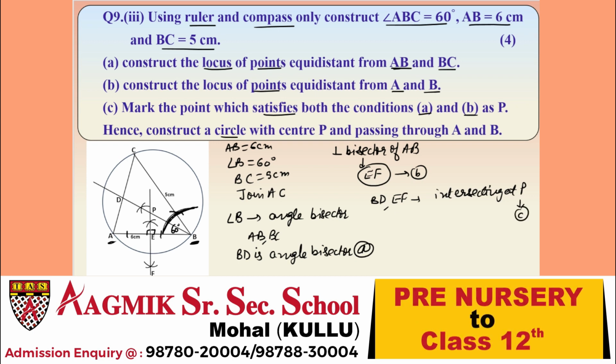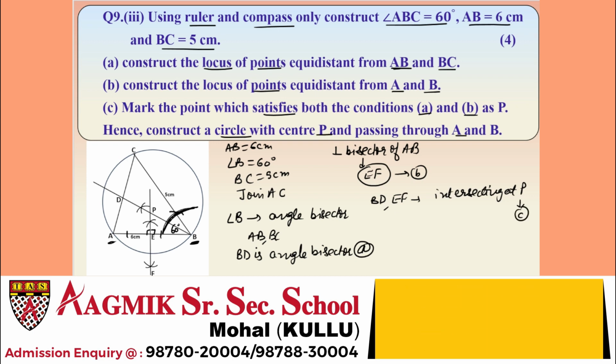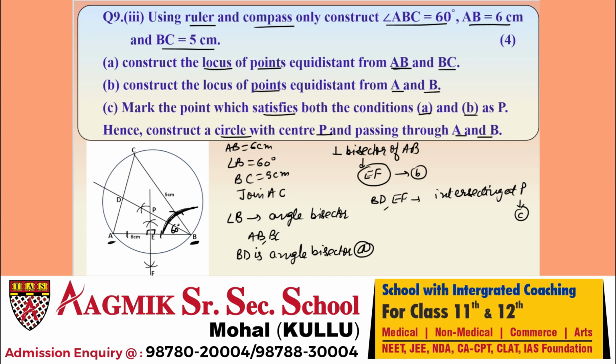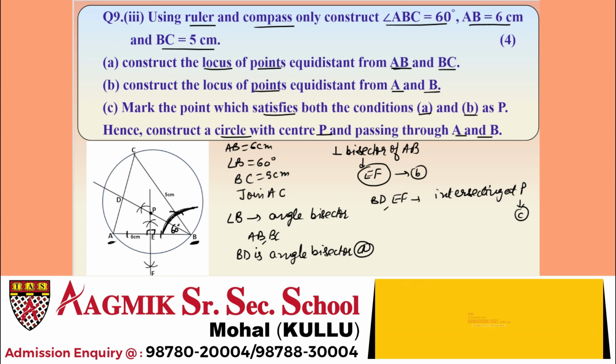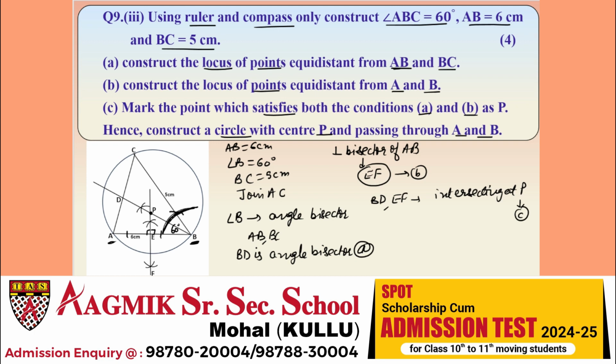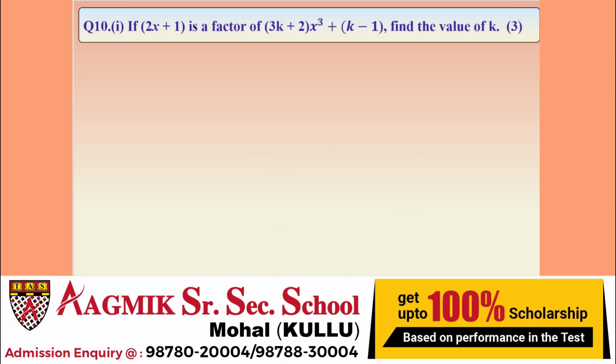Then construct a circle with P as center and passing through A and B. So with P as center and radius as PB, you can draw the circle. Alright. Moving on. Question number 10, part 1.